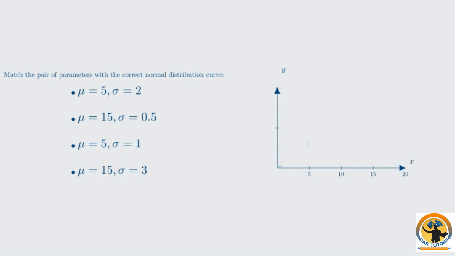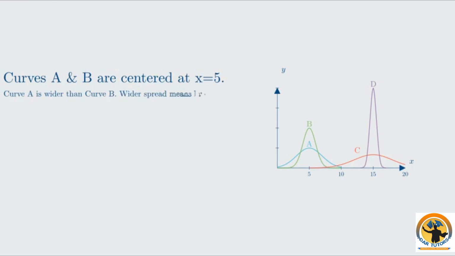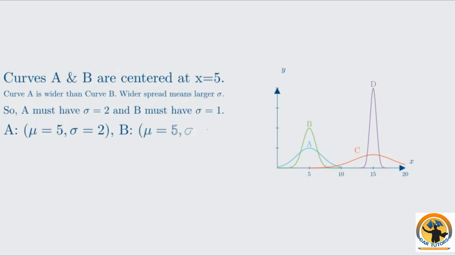Let's first identify the curves based on their mean. Curves A and B are centered around x equals 5. Curves C and D are centered around x equals 15. Now let's look at spread, or the standard deviation sigma. We can use our knowledge of the points of inflection to estimate which curve has the largest and smallest sigma. Let's compare curves A and B, which both have a mean of 5. Curve A is much wider than curve B.